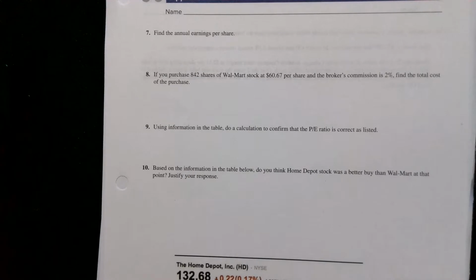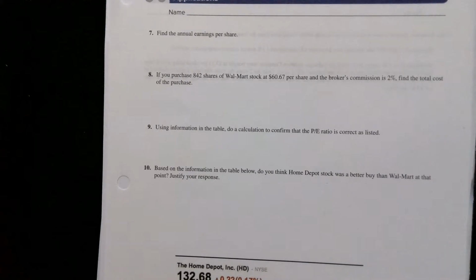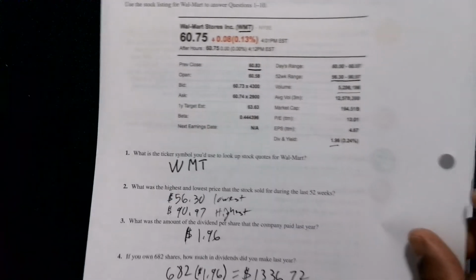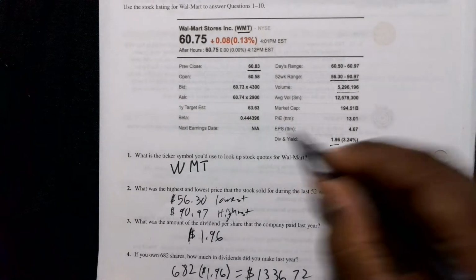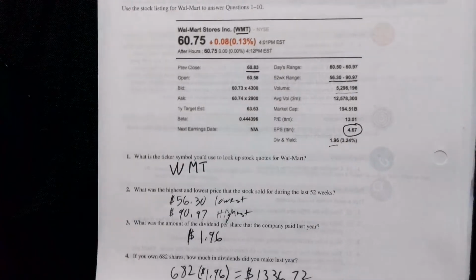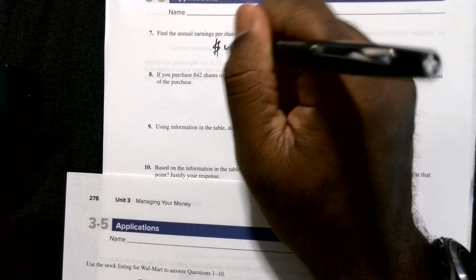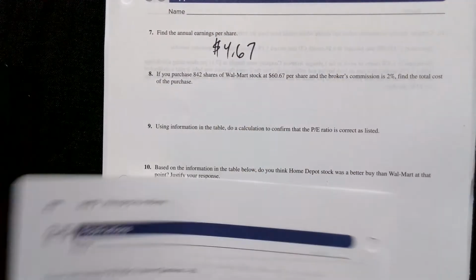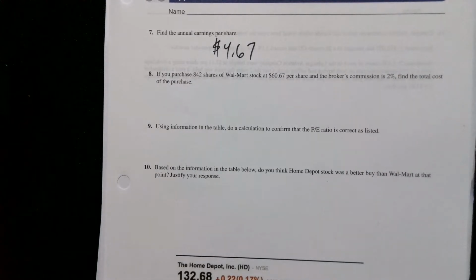Problem number 7. It says find the annual earnings per share. Okay, so now if we look here for the annual earnings per share, we know that that is EPS, earnings per share, which is $4.67. Now, we go on to number 8.